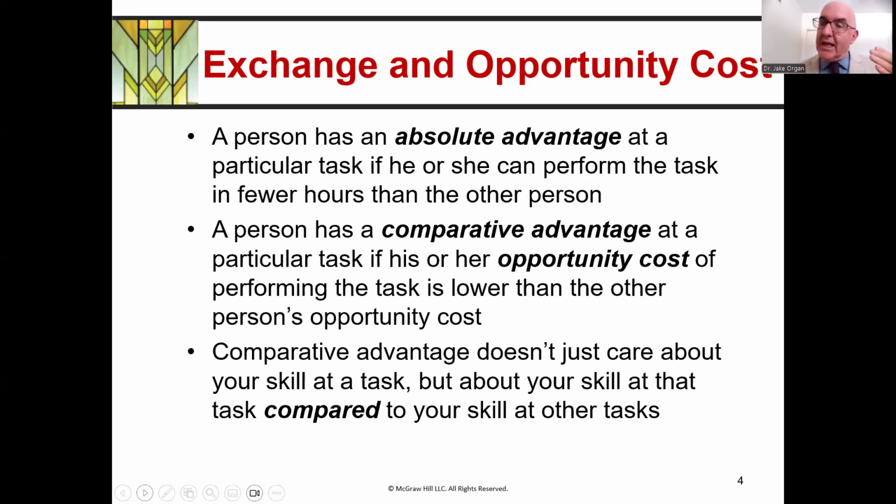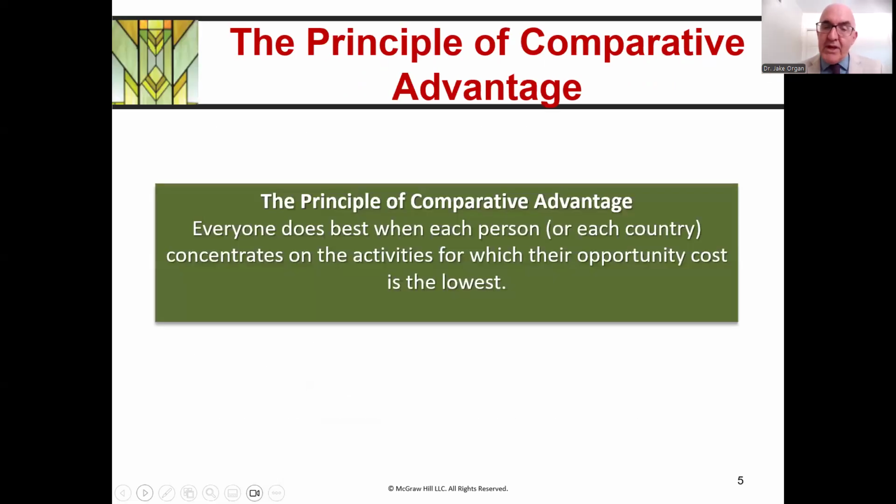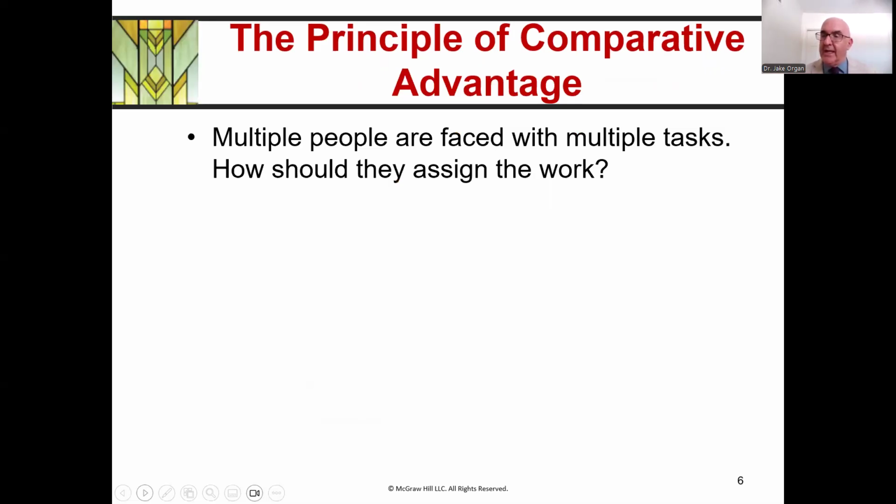That means they've got the comparative advantage. So the principle of comparative advantage means that everyone does best when each person or each country, and that's what we'll be looking at on Thursday, concentrates on the activities for which their opportunity cost is the lowest. Okay, so let's just try and think of a practical example of this.